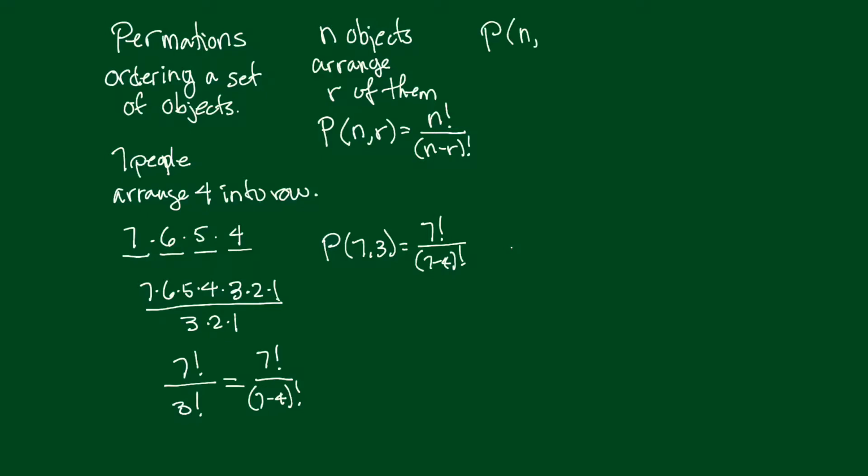So a permutation of n objects taken r at a time is n factorial over n minus r factorial.